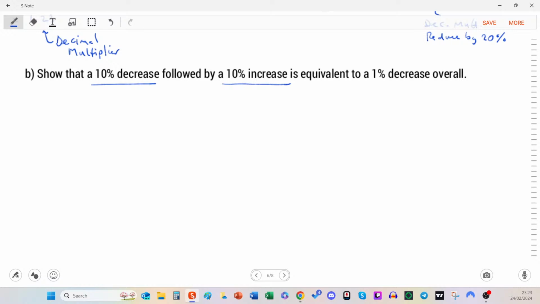Anyway, let's see it work out in one way, because this is the sophisticated way of doing it. Now, decimal multipliers make this very quick. What is the decimal multiplier to decrease by 10%?